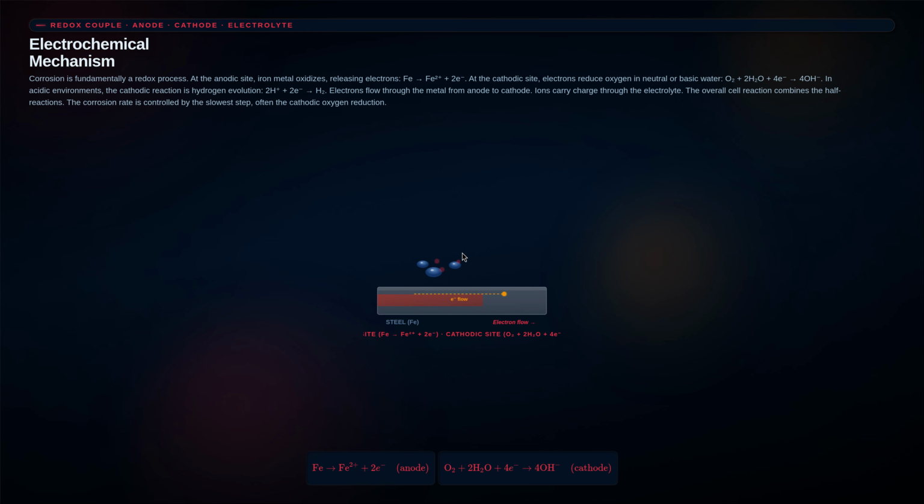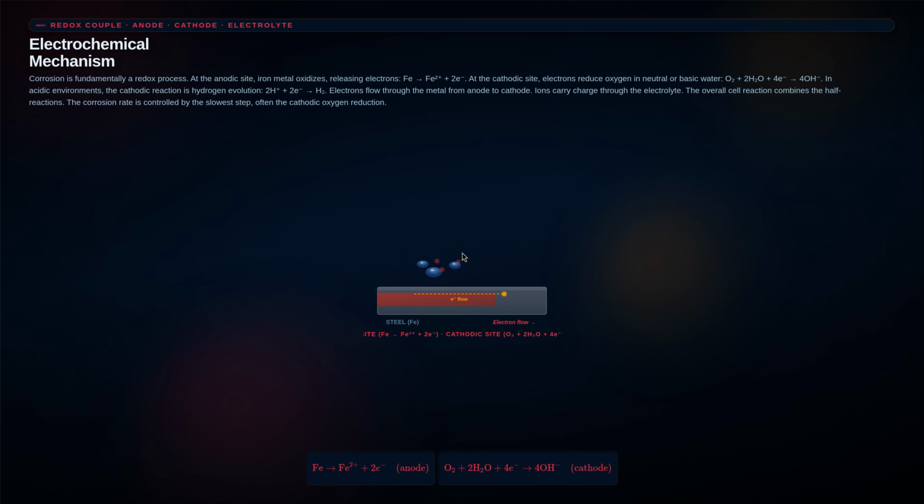At the anodic site, iron metal oxidizes, releasing electrons. Fe gives Fe2+ plus 2 electrons. At the cathodic site, electrons reduce oxygen in neutral or basic water. O2 plus 2H2O plus 4 electrons gives 4OH-.